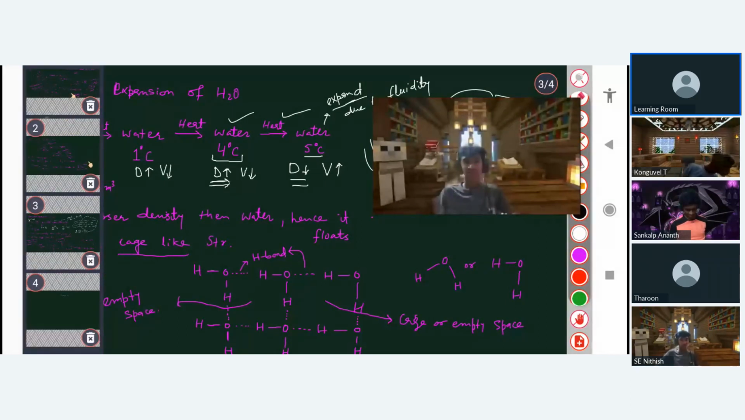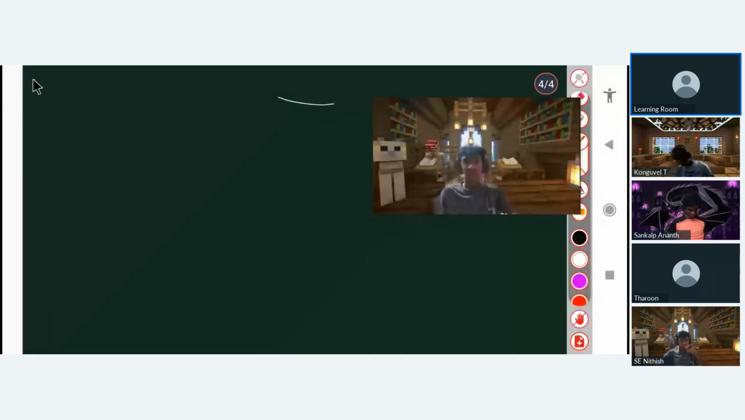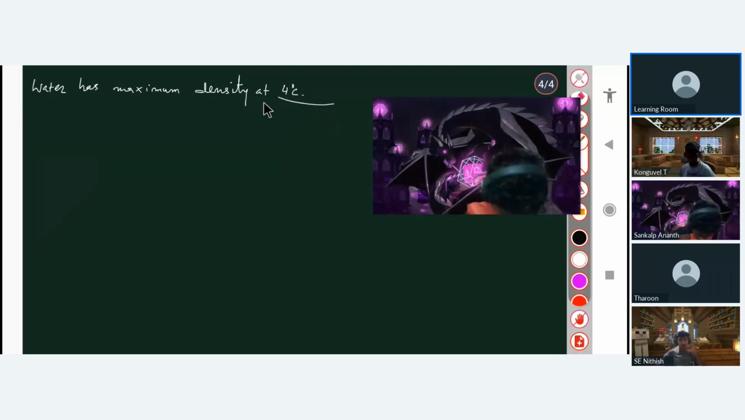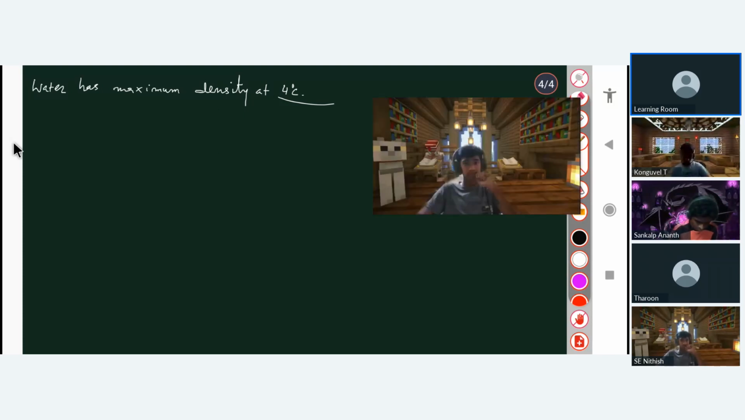Okay, now see here, I told you that water has maximum density at 4 degrees Celsius, correct? This is a very important point and I hope you will remember it. Now, the next very important point was regarding the specific heat capacity. I think we have discussed that. Okay, let's move towards what is actually hard and soft water.